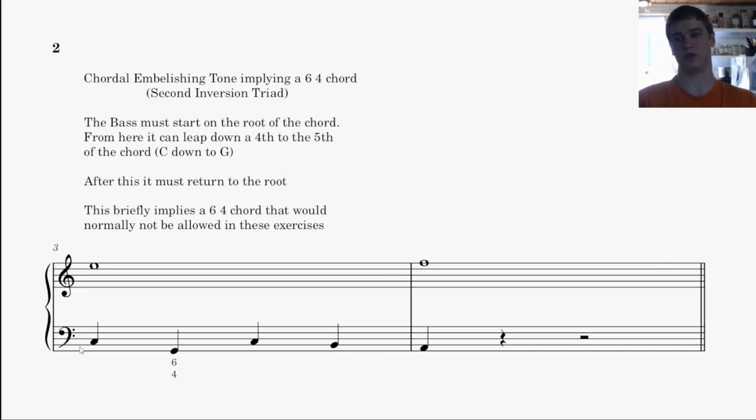But in this case, the rule is that you must start on the root, so in this case it does matter. You have to have the root above the fifth of the chord. And this makes sense because this is in the order of the second inversion triad.